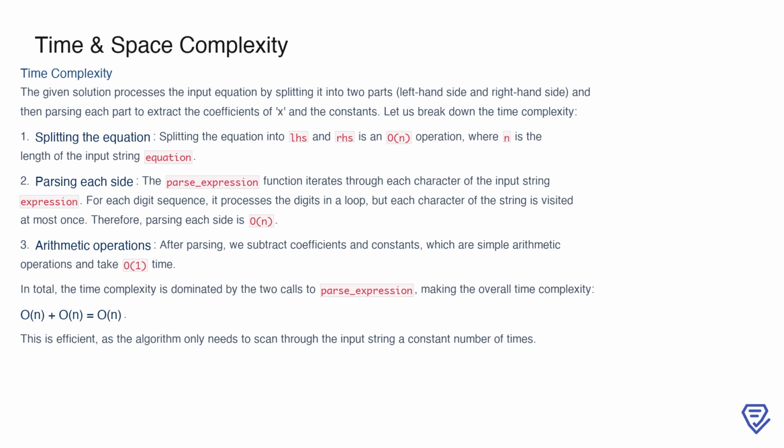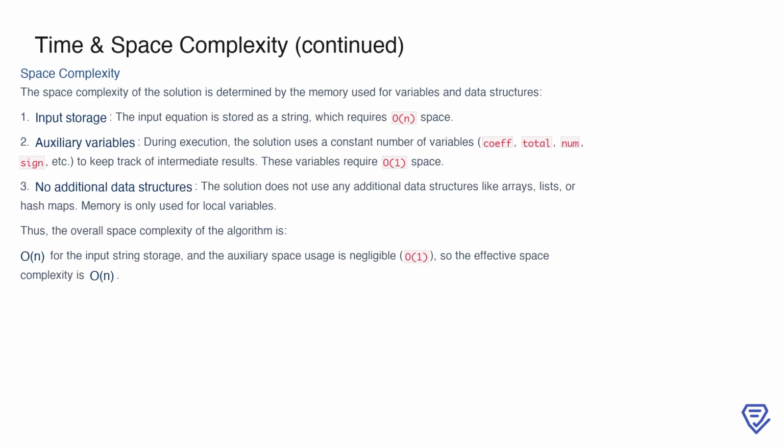Finally, once the coefficients and constants are extracted, the algorithm performs simple arithmetic operations to combine the results. These operations, such as subtraction, take constant time, or 1. Combining all these steps, the overall time complexity of the solution is dominated by the parsing of the 2 sides of the equation. Since each parsing step takes n, the total time complexity is n plus n, which simplifies to n. This efficient approach ensures the algorithm processes the input string in a linear number of steps, regardless of its length. Now let's discuss the space complexity.